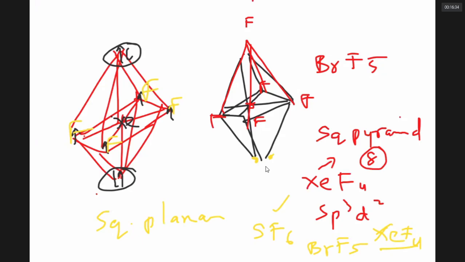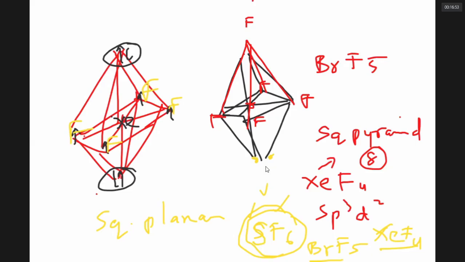Now there are two questions. In SF6, how are the electron pairs arranged on the central atom, and what is the shape? In SF6, the electron pairs on the central atom are arranged octahedrally, and the shape of the molecule is octahedron.